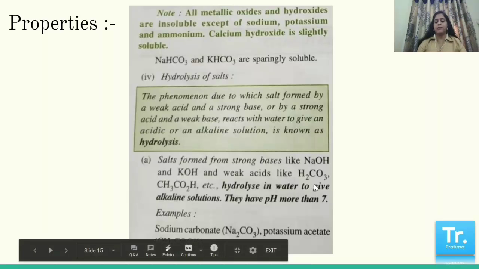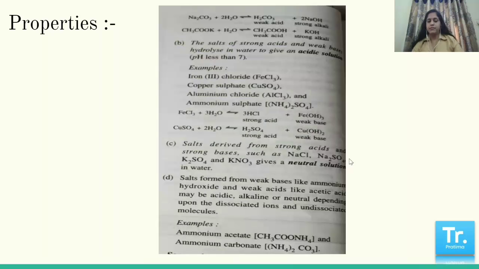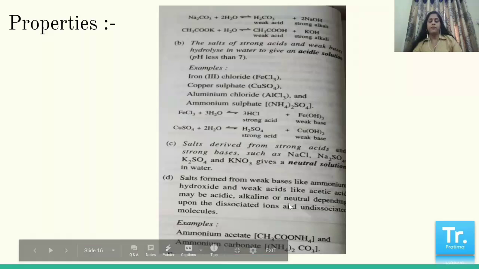So examples are given here. The next example: salts of a strong acid and a weak base with water will give you an acidic solution. The examples are ferric chloride and copper sulfate, because HCl is a strong acid and the hydroxide is a weak base, so strong acid and weak base. So this you should remember, children. Salts derived from a strong acid and a strong base are neutral to water, because these are examples of complete dissociation, NaCl, sodium sulfate and so on.